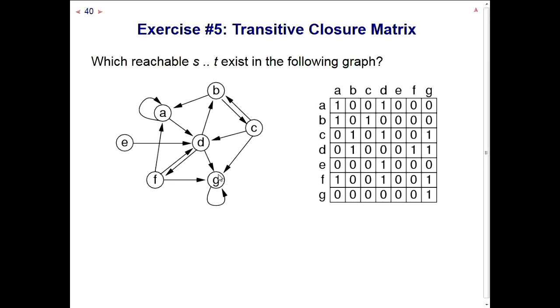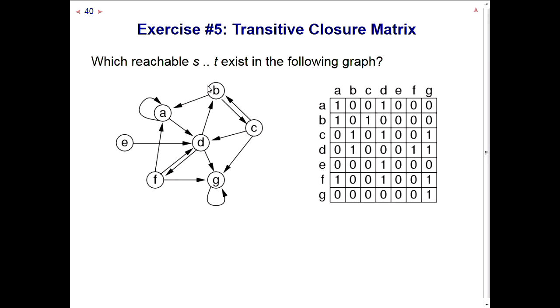G cannot reach other nodes. So if you are in G, then you can go to G, but you can't go anywhere else. Other than that, there are enough edges to go around. You can go D, F, A. Someone said C, but no, you can go via B, and there are circles here, etc.